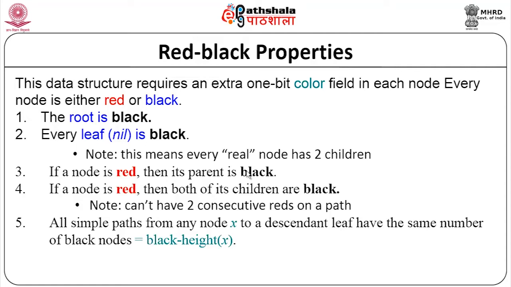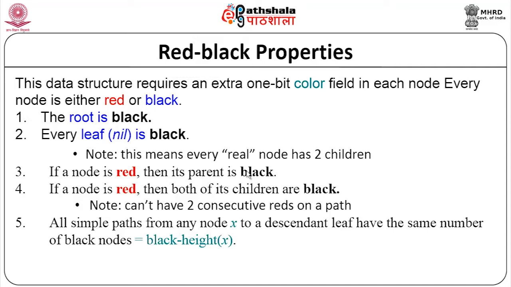So, all paths from any node X to the leaf in a red black tree will have the same number of black nodes. This is called the black height of X. If you take a node, all paths to the leaf should have the same number of black nodes, and that number of black nodes is called the black height of that particular node X.